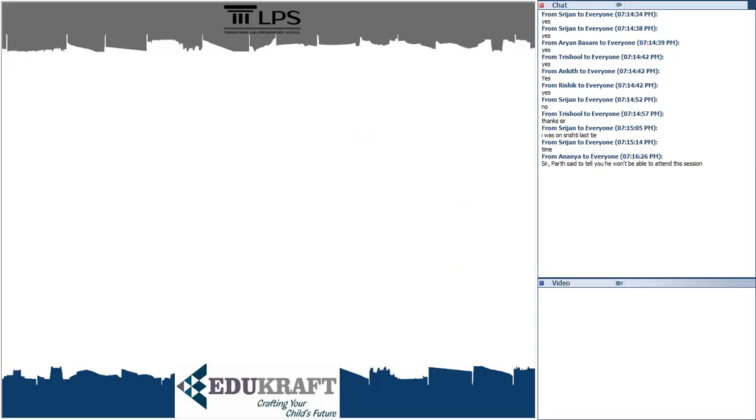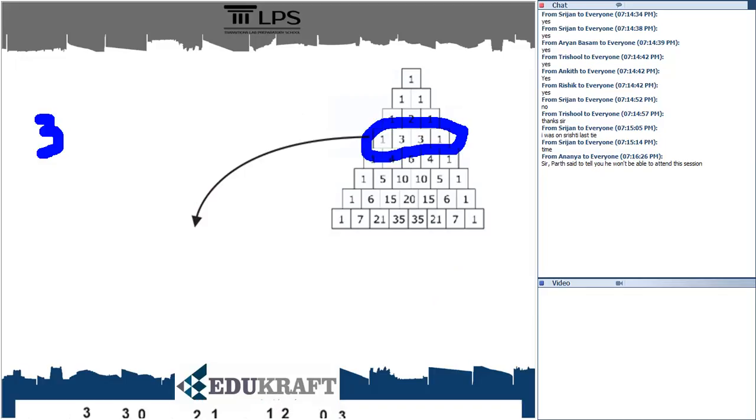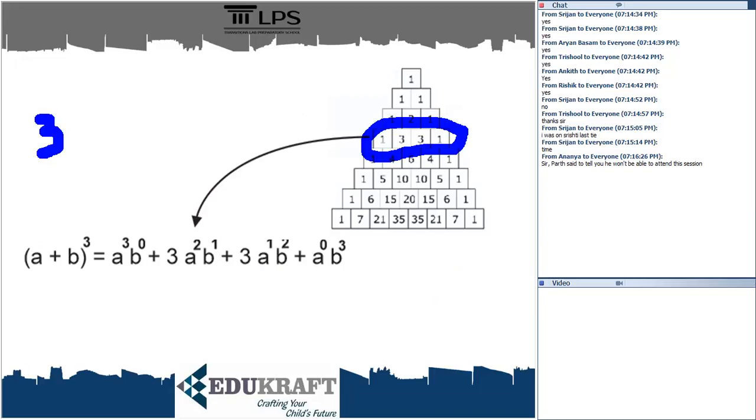Let us look at another example. This time I will be taking the highest order as 3. Okay, and that is the reason why I will be selecting this row of the Pascal's triangle, which is 1, 3, 3, 1, and this is what I will observe.